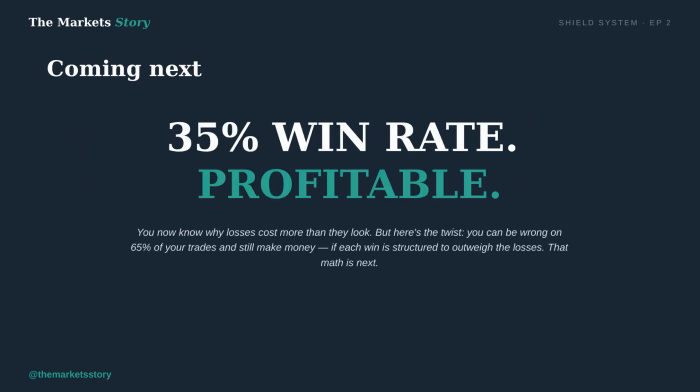You now know why losses cost more than they look, and why protecting the downside beats chasing the upside. But here's the twist that surprises everyone. You can be wrong on 65% of your trades and still make money, if every win is structured to outweigh the losses. That's risk-reward math, and it's exactly where we go next.